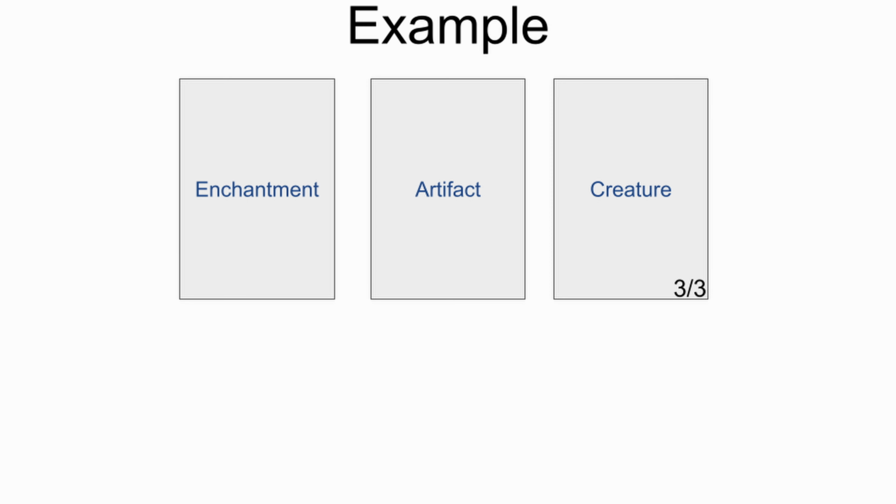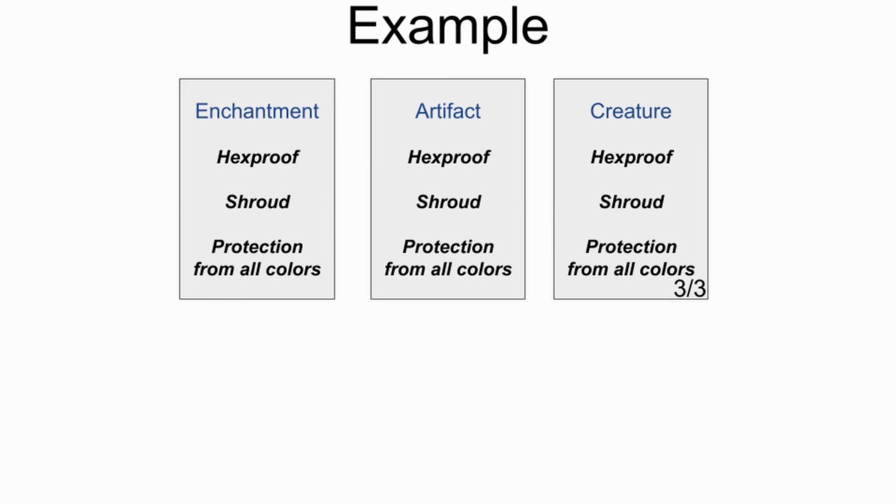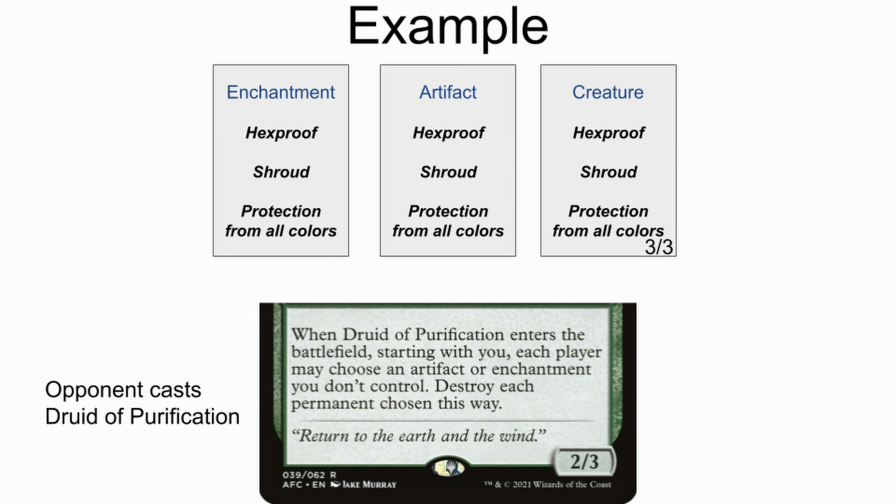Suppose I have some really powerful creatures, artifacts and enchantments in play, and I've stocked my deck to the brim with different protection effects to make sure my board is difficult to interact with. For the sake of the example, we'll assume that all of my permanents have hexproof, shroud, and protection from all colours. This is quite a fortress, but it's not impenetrable.